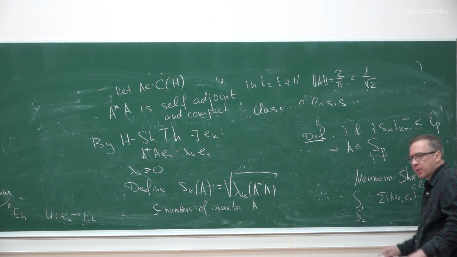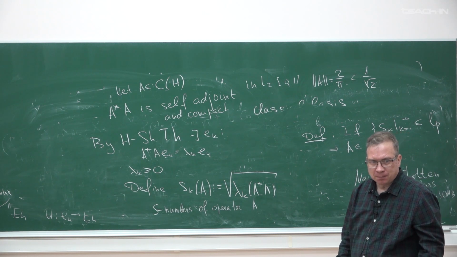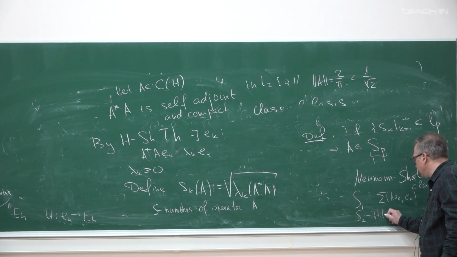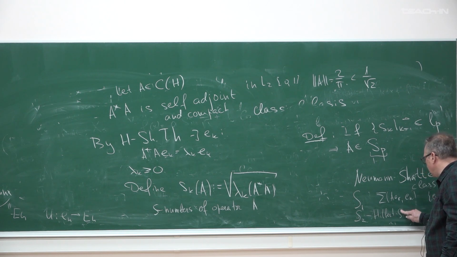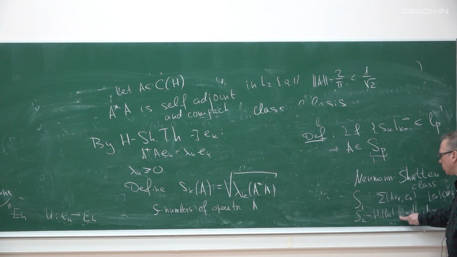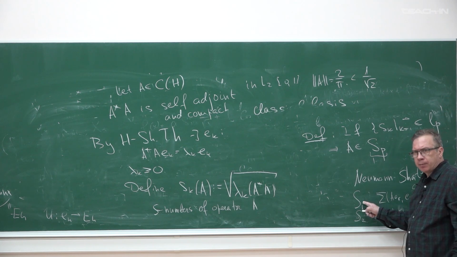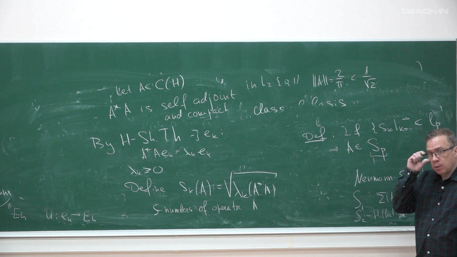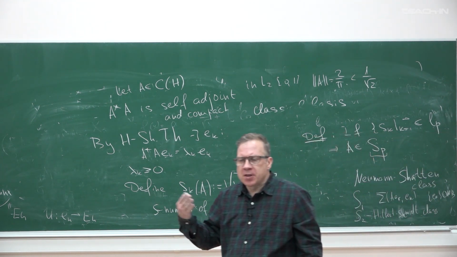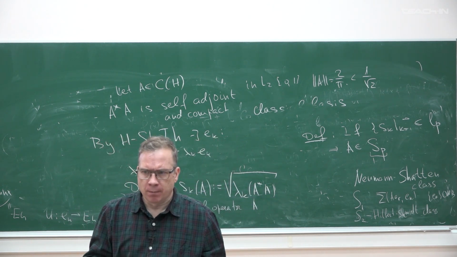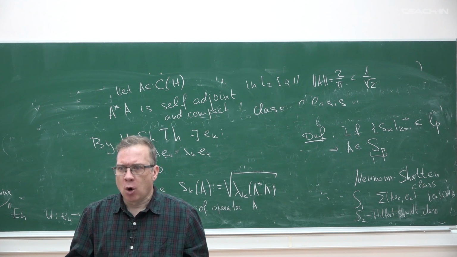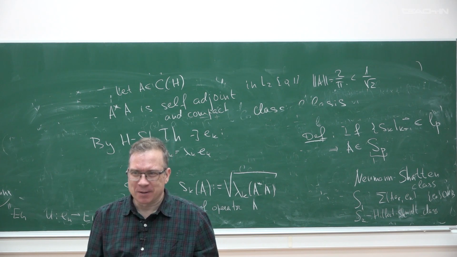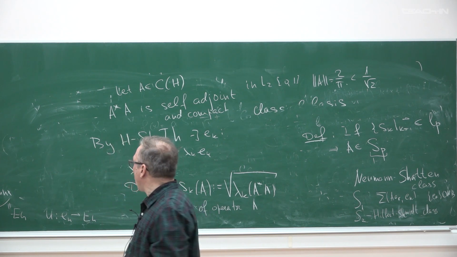Then class S2 is the so-called Hilbert-Schmidt class. The name of class S1 is trace operators. Class S2 is Hilbert-Schmidt operators. Class S infinity is all compact operators in Hilbert space.